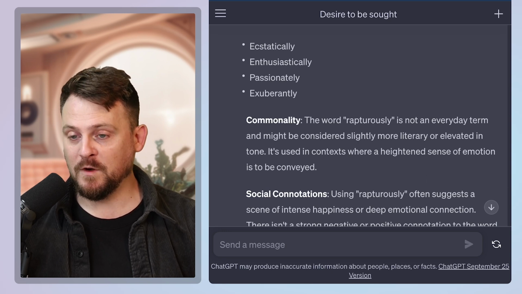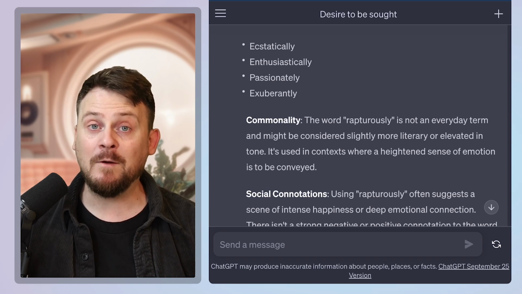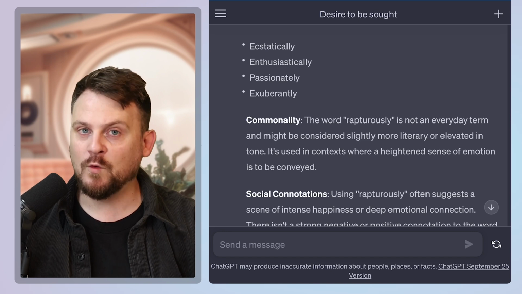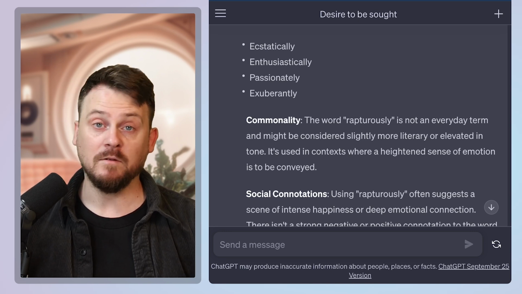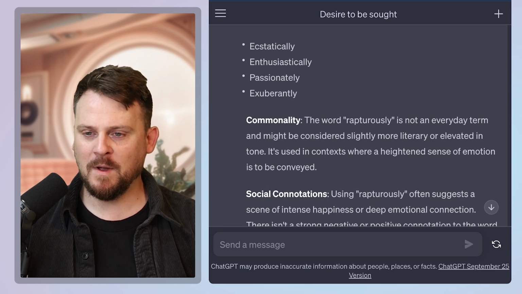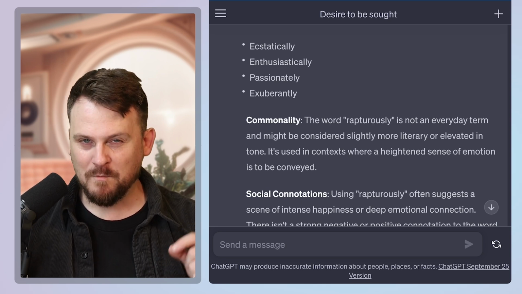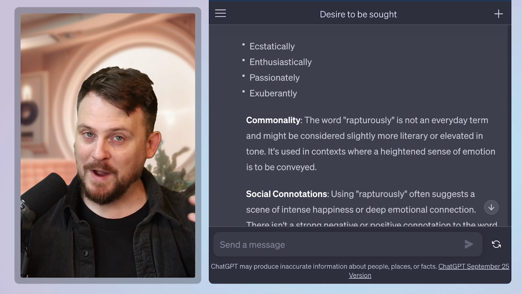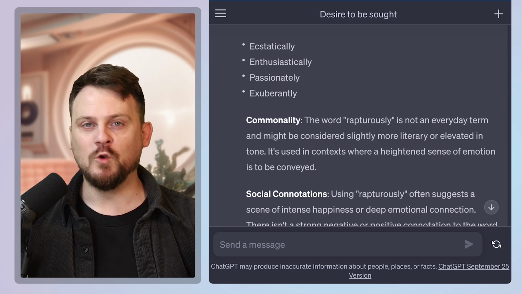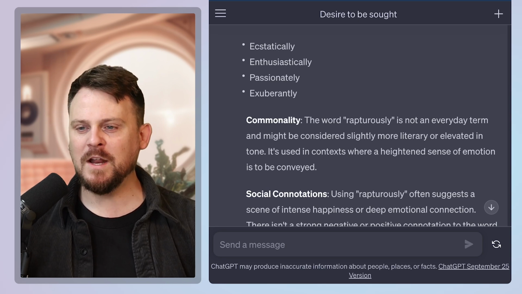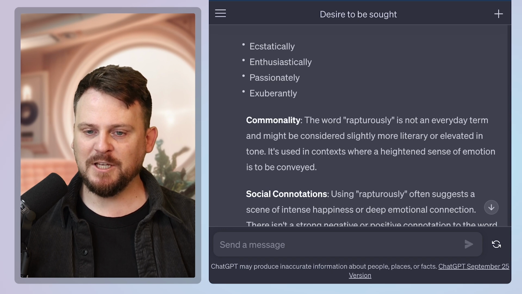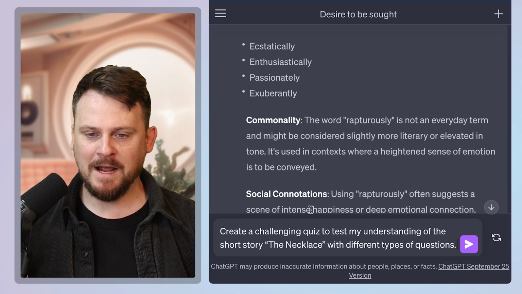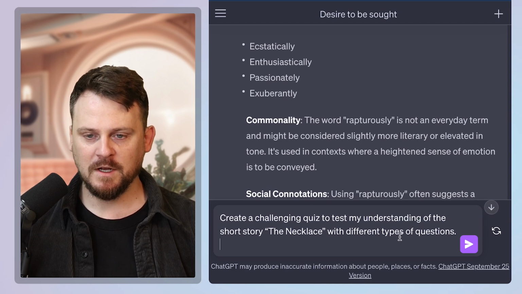Now, we might take it a little bit further, and again, I'm encouraging you to play around with this. What I'm giving you are not the only ways that you can interact with a text or something you're reading. There are a lot of ways to do that. But I'm just giving you some ideas to use ChatGPT as a partner to annotate, to do active reading, to define, to review, right? Create a challenging quiz to test my understanding of the short story, The Necklace, with different types of questions. Okay, so let's try this.